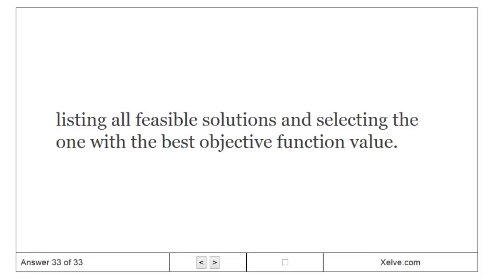Enumeration method. Listing all feasible solutions and selecting the one with the best objective function value.